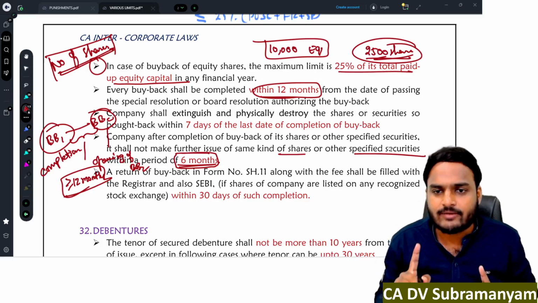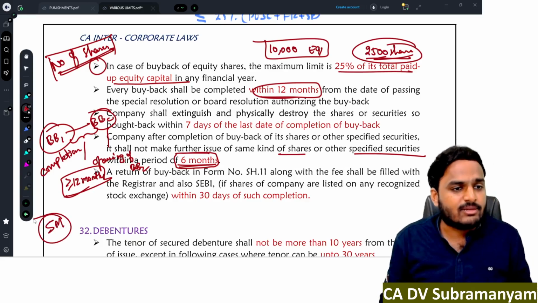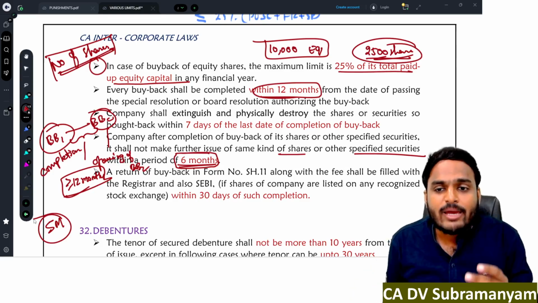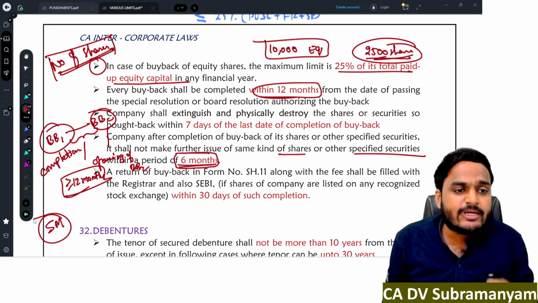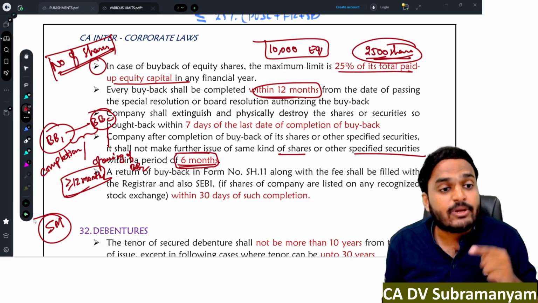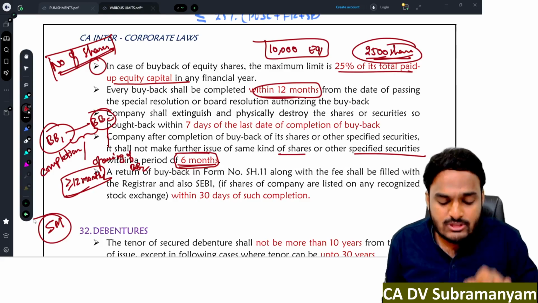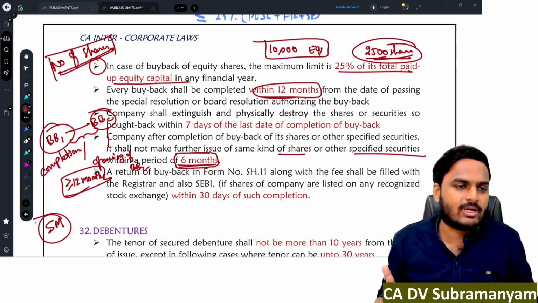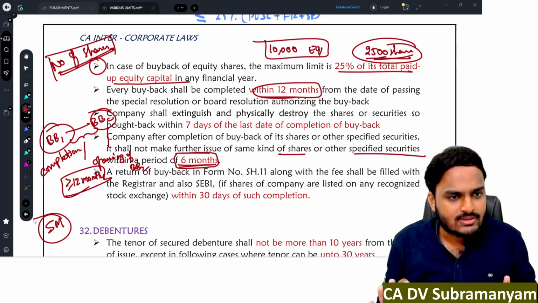In one attempt, a question came for 5 marks, interchanging the limits. They told that the time gap between two buybacks should be 6 months, and once buyback is completed, the company is prohibited from issuing the same kind of shares for a period of 12 months. Like that, they interchanged the limits and asked a question for 5 marks. If you remember these limits, you can answer it properly. If you forget the limits, 5 marks loss.